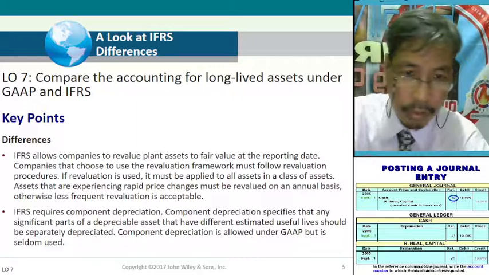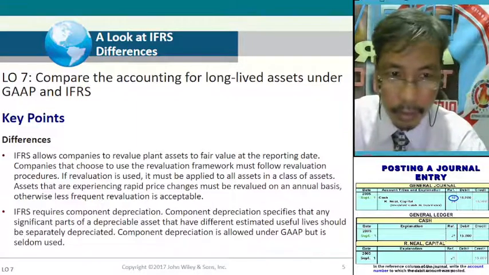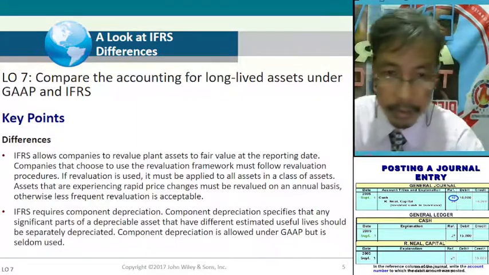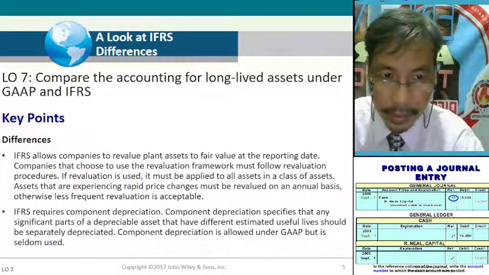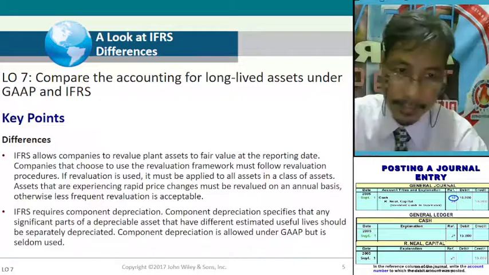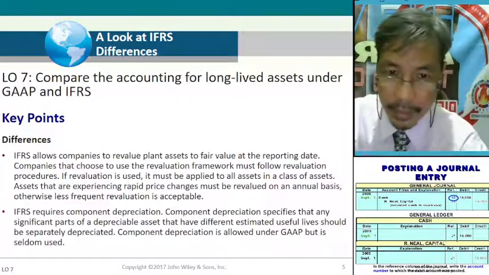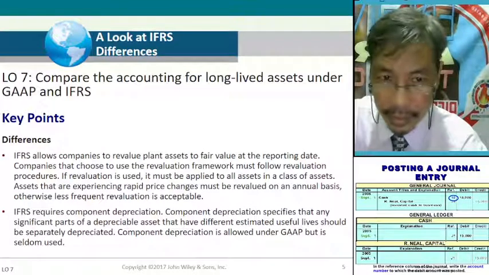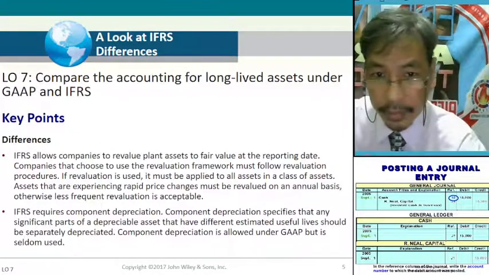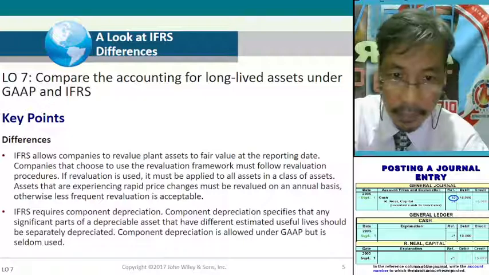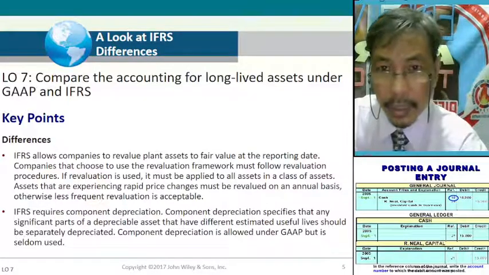Companies that choose to use the revaluation framework must follow revaluation procedure. If revaluation is used, it must be applied to all assets in a class of assets. Assets that are experiencing rapid price changes must be revalued on an annual basis. Otherwise, less frequent revaluation is acceptable.